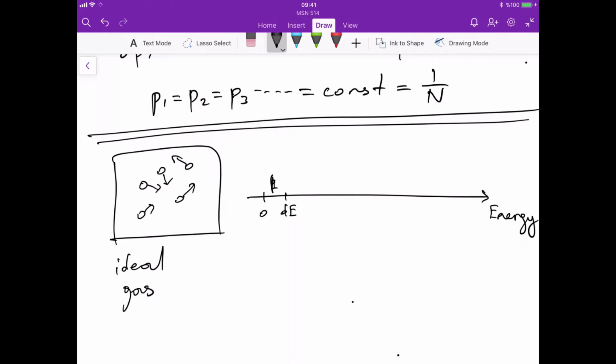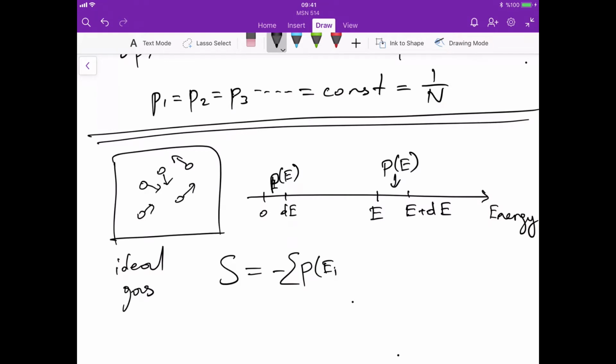There is a probability of being there, PE. Like, for example, if you are between E and E plus dE, that's a more physical explanation. Then the probability of a particle being there is PE. Are you following? Everyone is following? Yes? So now again, I will write S as minus sum of P(Ei) ln P(Ei) minus P(Ei). Okay?